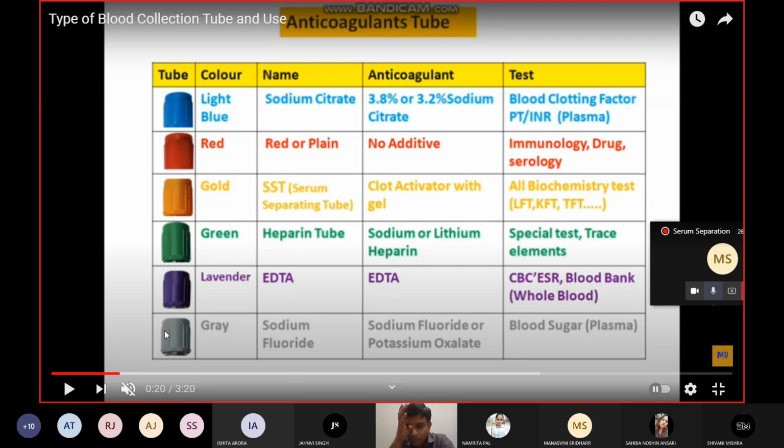Just imagine you went to the doctor and the doctor has asked for blood clotting factor, some biochemistry test, and your blood sugar, right? So the technician will take your blood and put it in light blue, yellow, and gray tubes, depending on what tests are advised. And now suppose the doctor has only asked for a biochemistry test, so the technician will take your blood and just put it in one vial, which is the gold or yellow vial, right? Clear, students, everyone? Yes, sir. Okay.